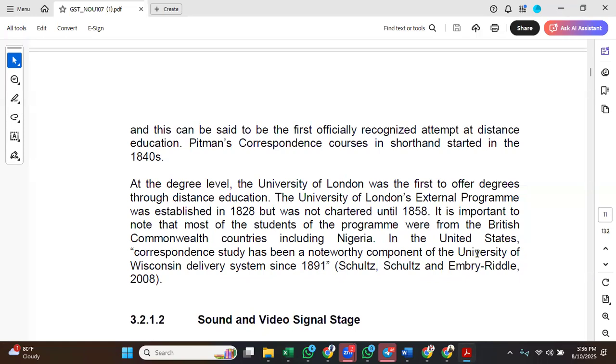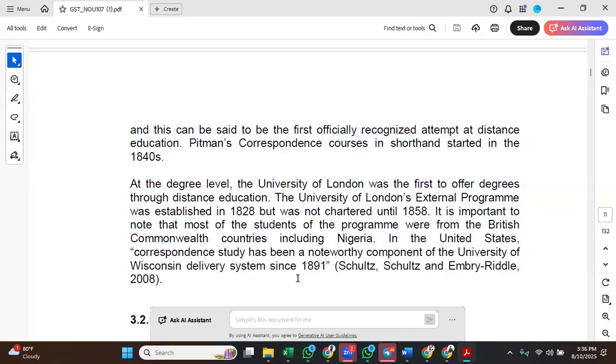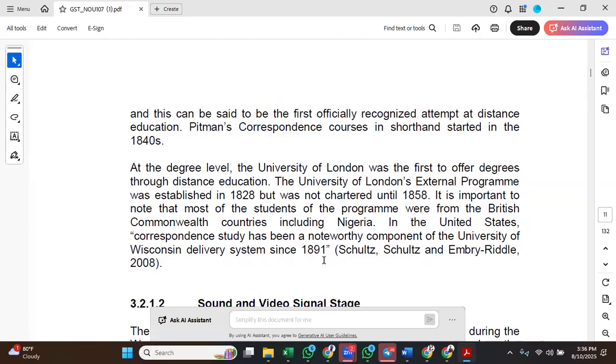Component of the University of Wisconsin delivery system since 1891. I just hope you guys will not be confused about all these dates and years.